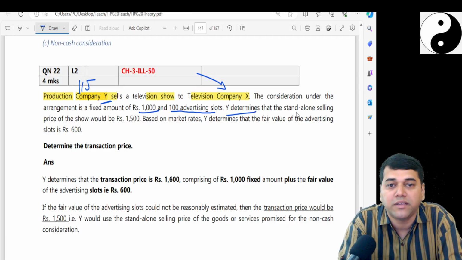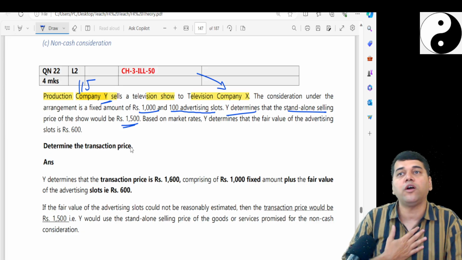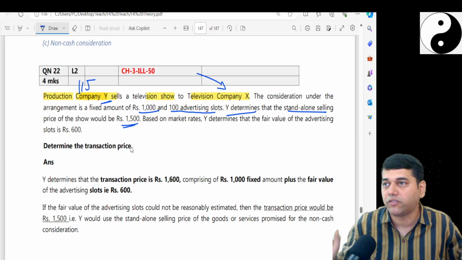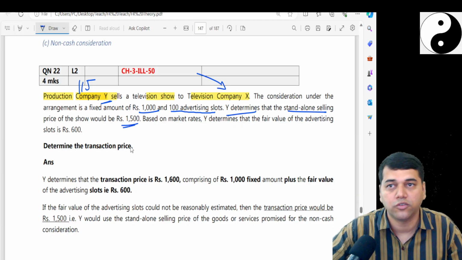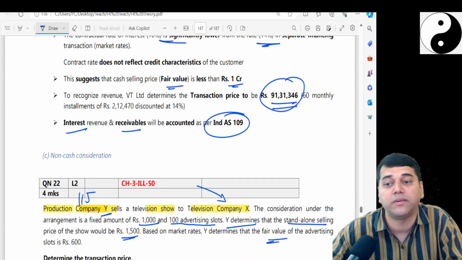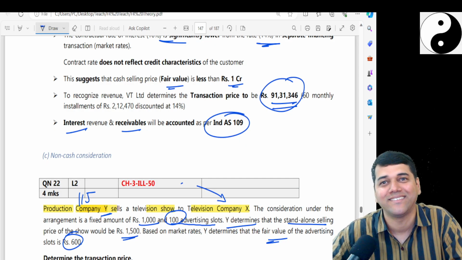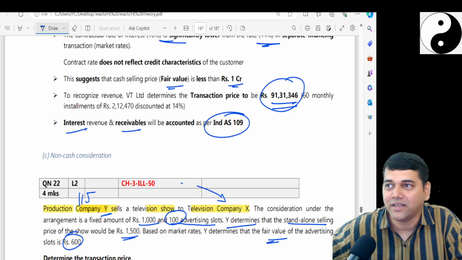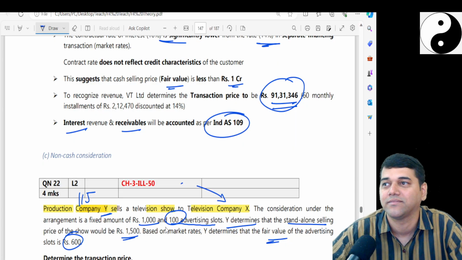Now, Y determines that the standalone selling price of the show would have been 1500. If you had told them, no sir, I don't want any advertisement slot, give me the full price only, at what price would I have sold? 1500. Based on the market rates, now what is the fair value of the advertisement slots? These 100 slots are worth 600. That's why I agreed. Okay sir, give me that. Because the fair value of the slots plus the cash he gives me is more than my standalone selling price. Now what is my transaction price?